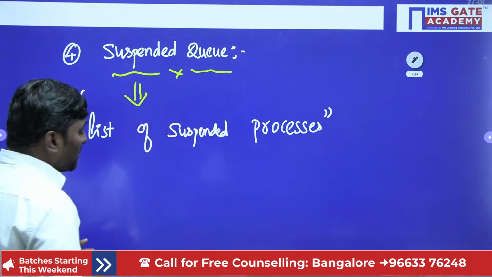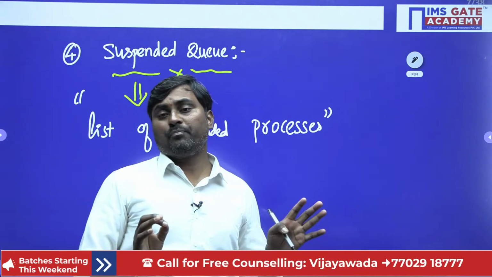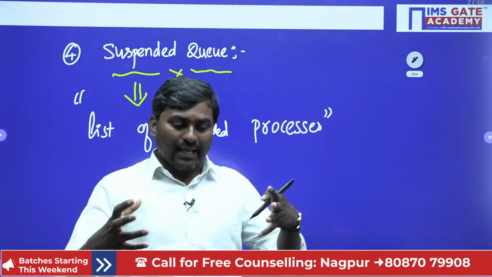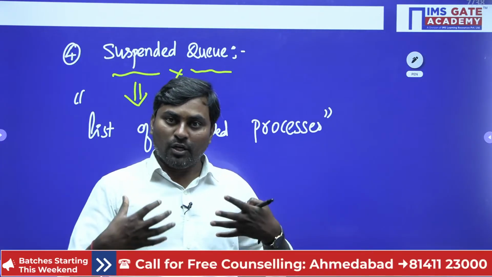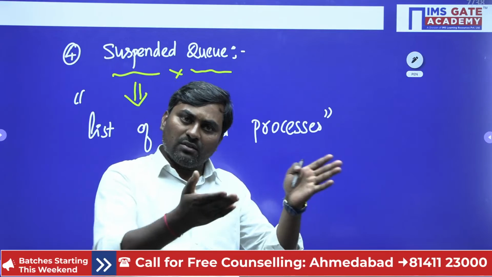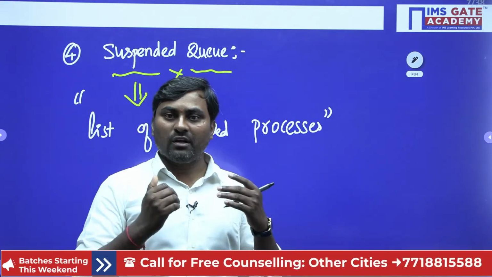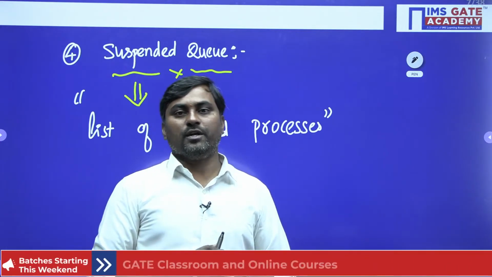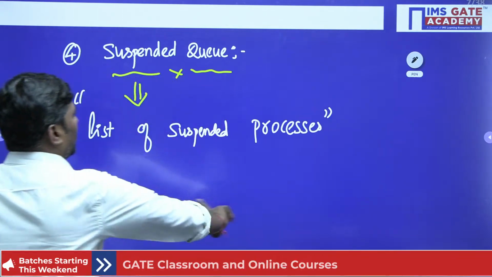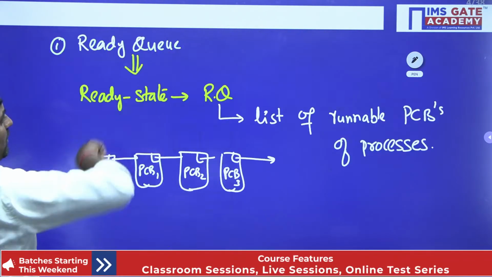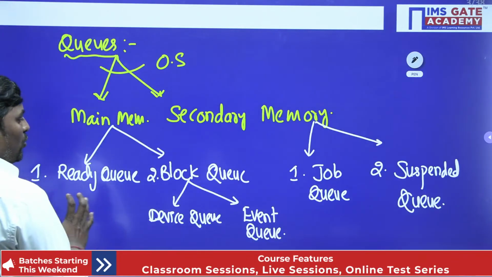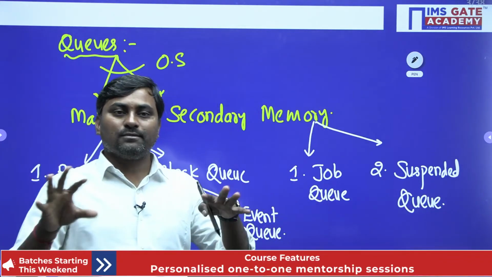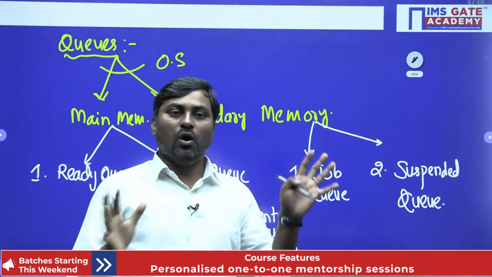Again I am repeating: because of lack of resources, lack of memory, the operating system sometimes suspends some existing process from main memory into secondary memory temporarily, and later brings it back into main memory to complete the remaining part. In such cases we keep those processes in the suspended queue. I hope this is clear. We have discussed the ready queue, block queue, which can be device and event queue, job queue, and suspended queue. So all the states from the process state transition diagram which we observed are queues only.